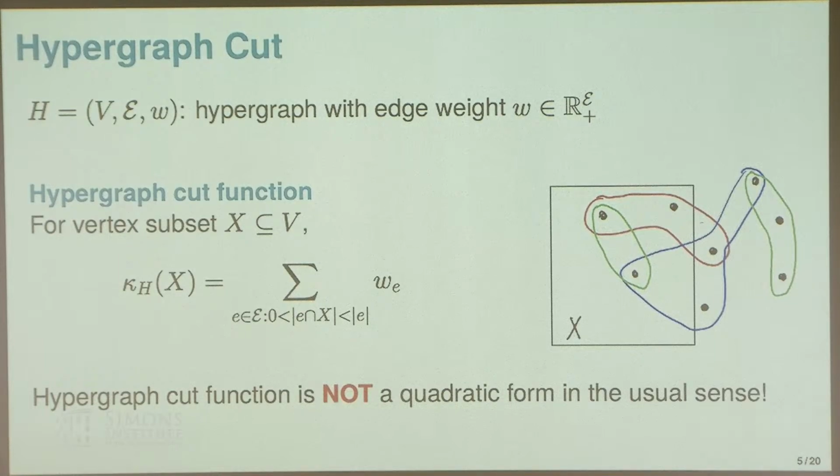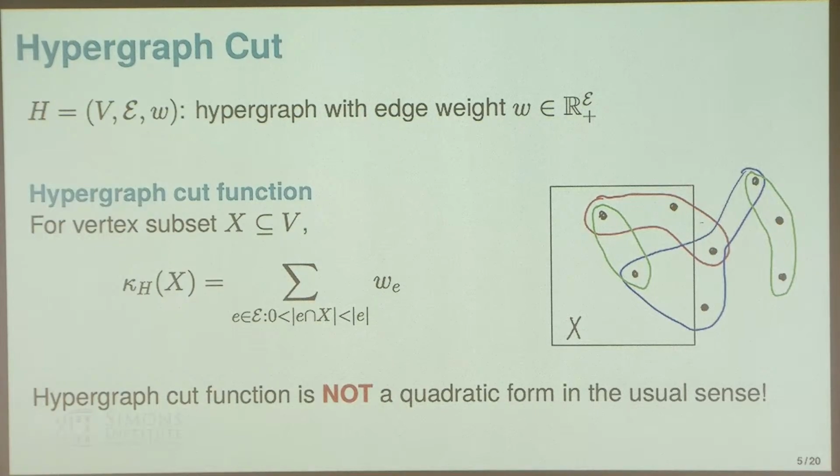So a natural question here is that we have a very nice spectral sparsifier for graphs. Can we design a sparsifier for hypergraphs? One issue here is that the hypergraph cut function is not a quadratic form in the usual sense.